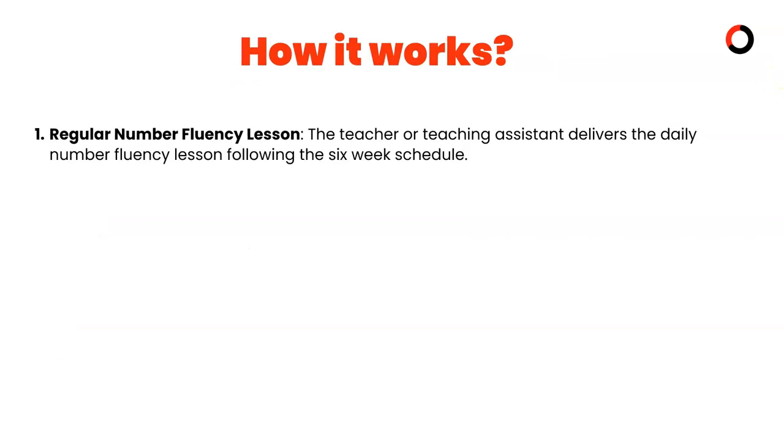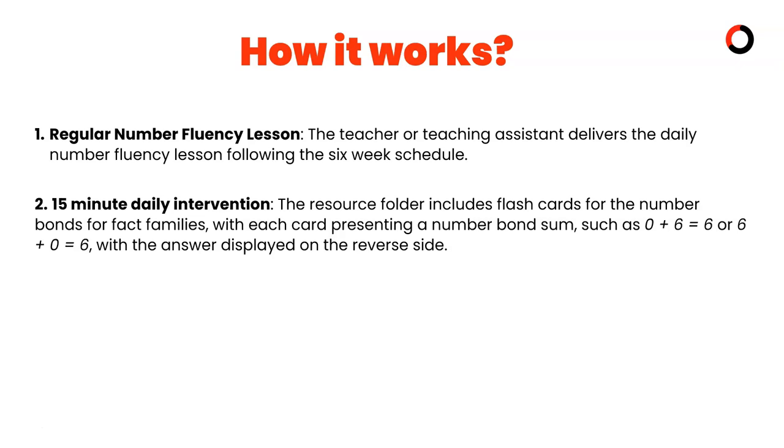How it works. So the intervention is designed to have regular number fluency lessons. So the teacher or teaching assistant delivers the number fluency lesson following the 6-week schedule. It's a 15-minute daily intervention. The resource folder includes the flashcards for the number bonds for the fact families, with each card representing a number bond sum, such as 0 plus 6 equals 6, or 6 plus 0 equals 6, with the answer displayed on the reverse side.